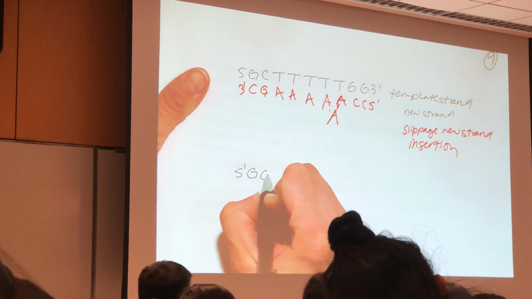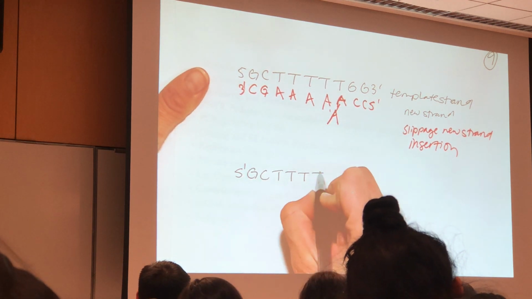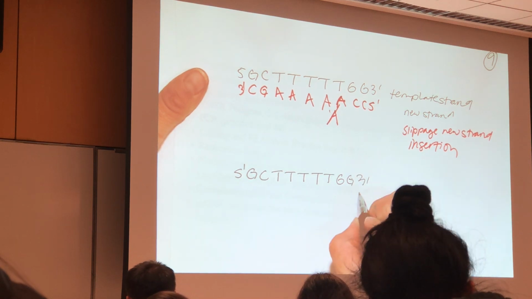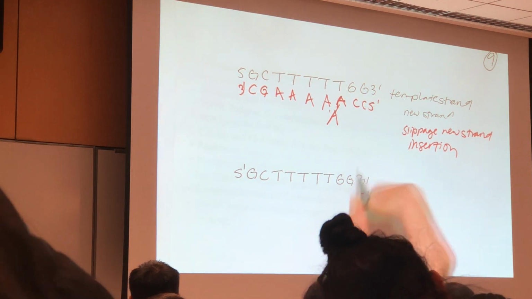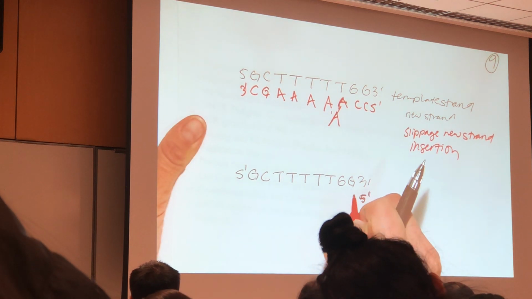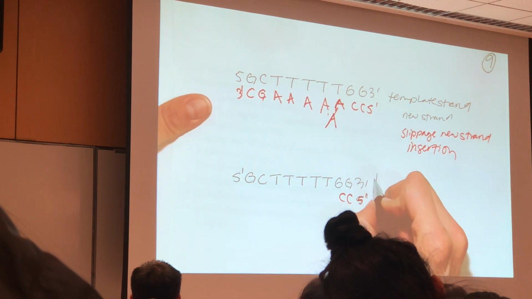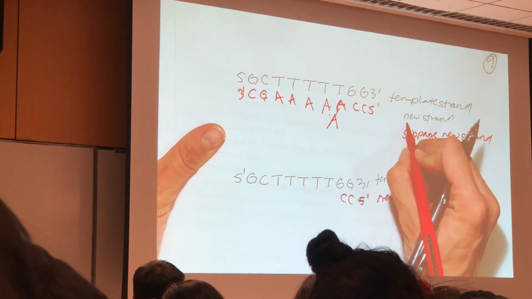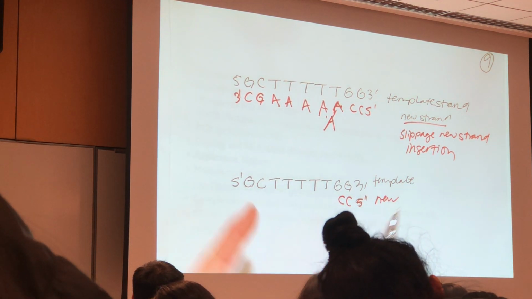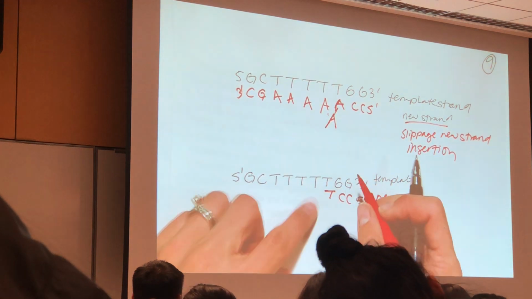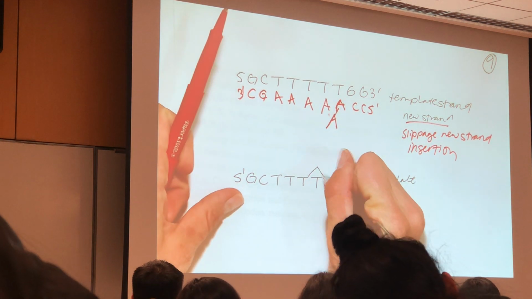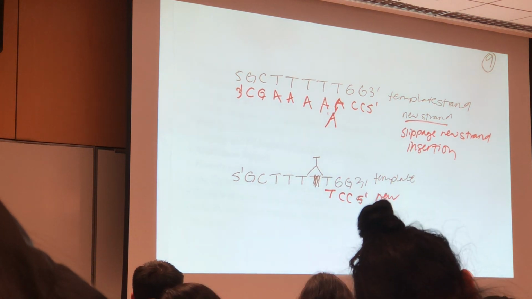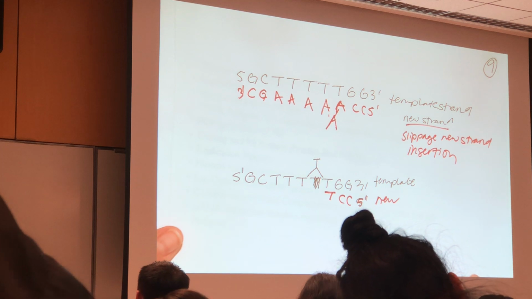Five prime G, C, T, T, T, T, T, G, G, 3 prime. We've got new strand, same thing, template, new. T, let's say now in this case, the T slipped out of the template strand.